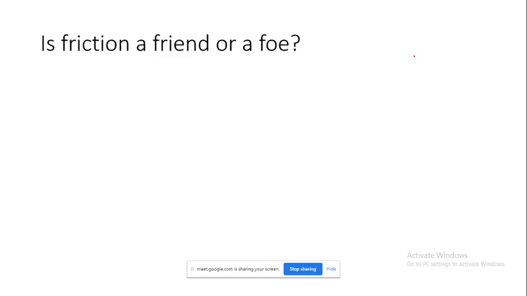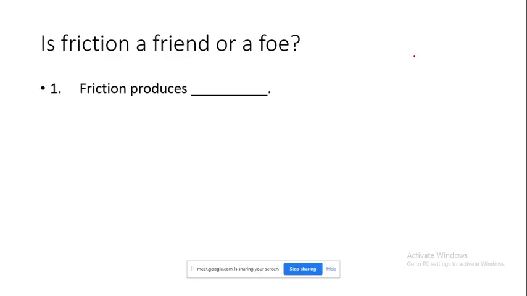Everyone is standing in two groups, right? So friction is both a friend and an enemy. It depends on the situations. It could be an advantageous thing, it could be a disadvantageous thing. Okay? Now, answer the questions.